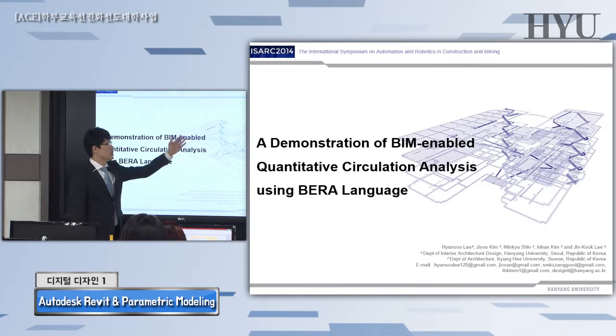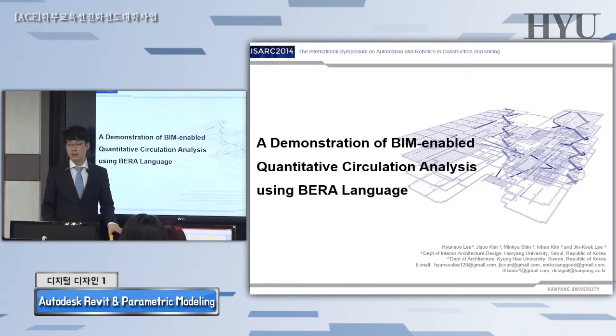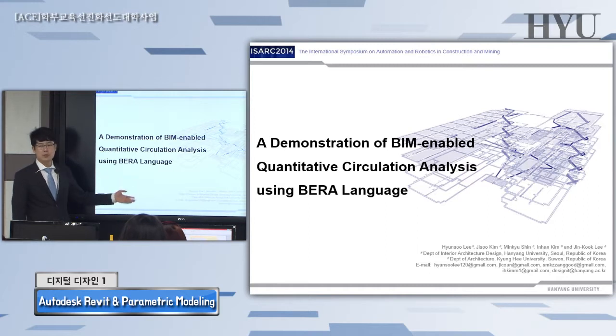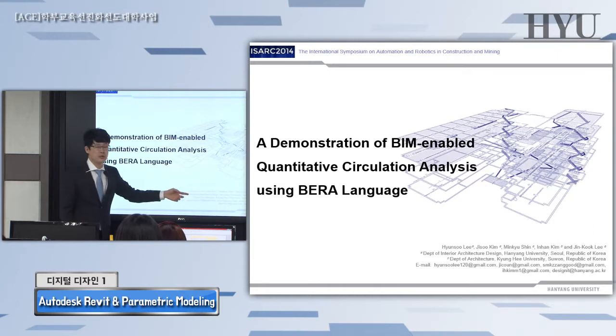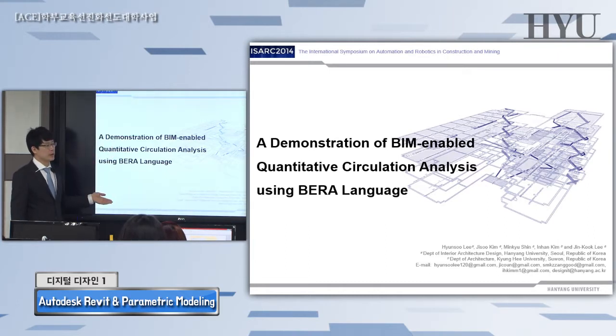At the time, we generated this existing building by using Revit and tried to make some additional validation applications, and so on. At this time, I would like to show you some circulation review example. This is the slide presented at the ISAC 2014 conference last summer in Sydney, Australia, by one of my graduate students.